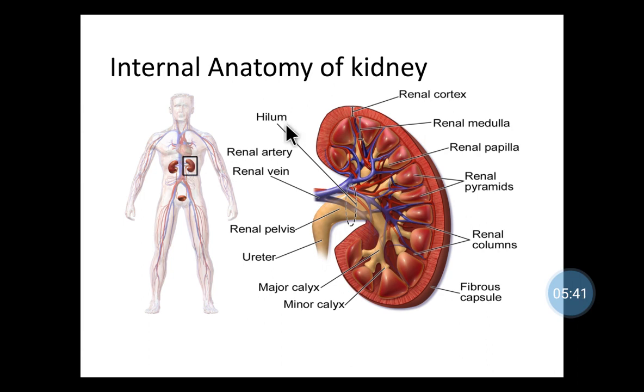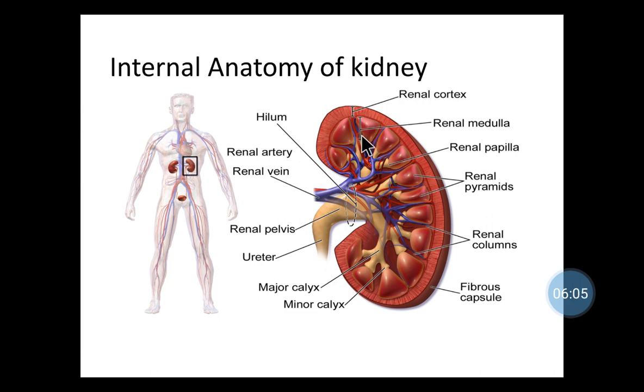Now we see the internal anatomy of kidney. There are two areas of tissue in the kidney. First is the renal cortex and second is the renal medulla. This renal cortex is the reddish brown layer of the tissue. It is immediately below the capsule and outside of the renal pyramid.